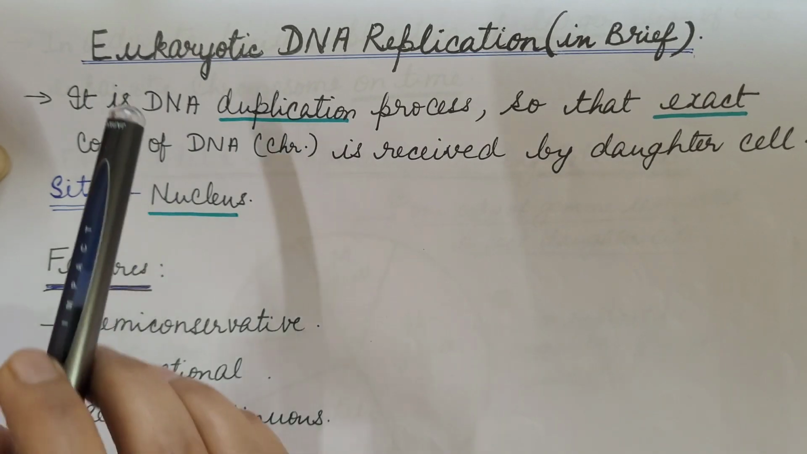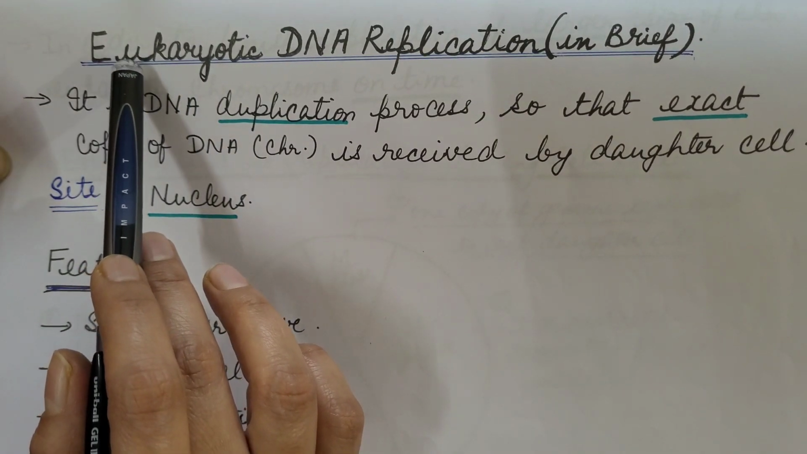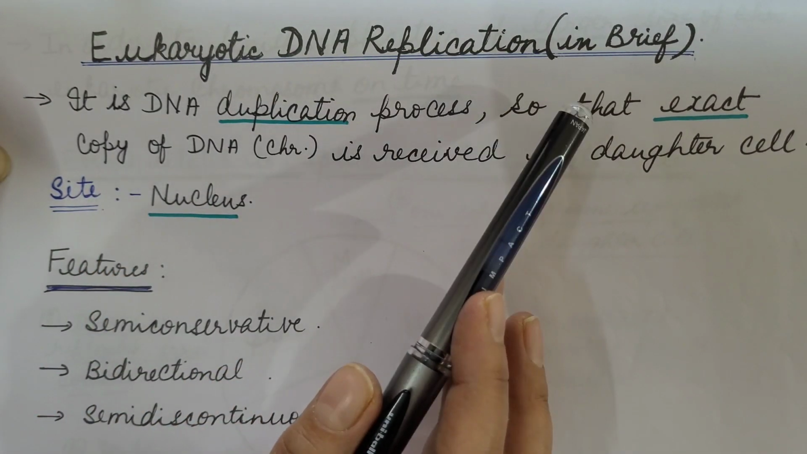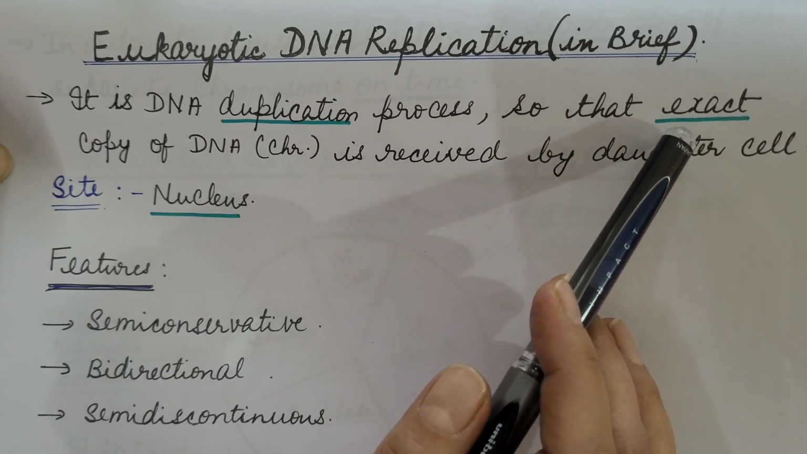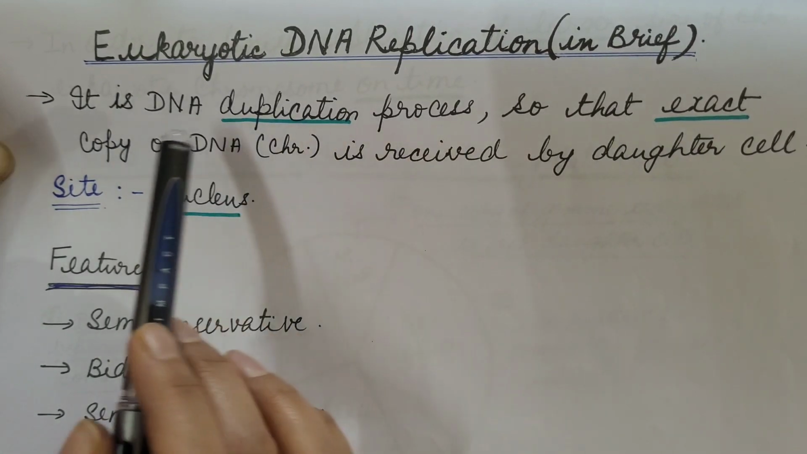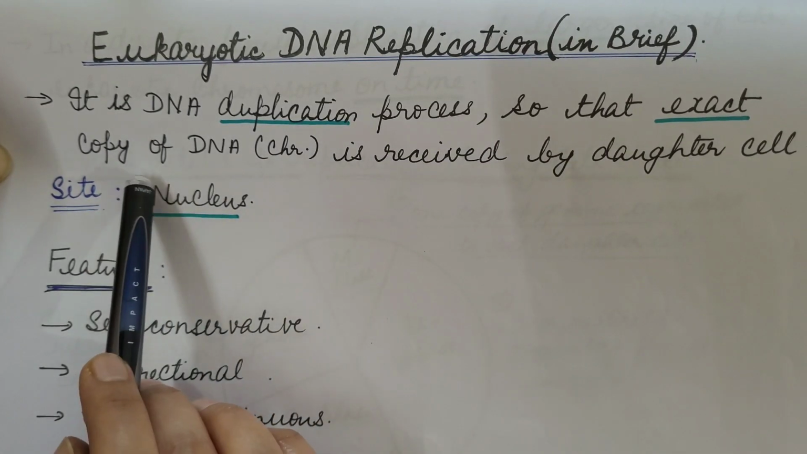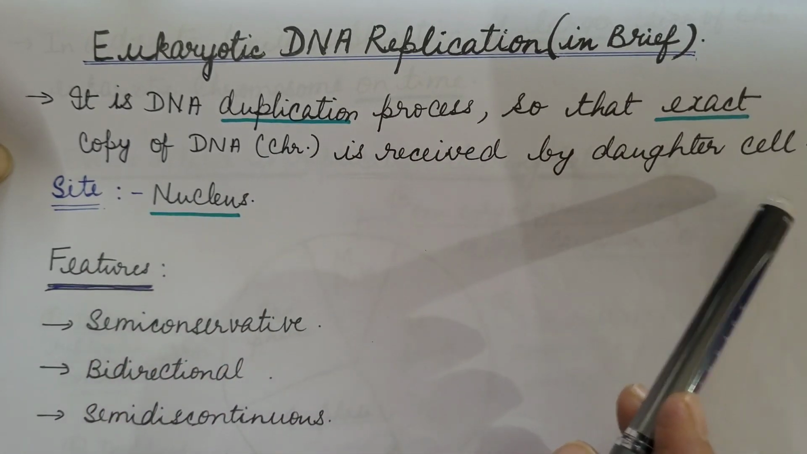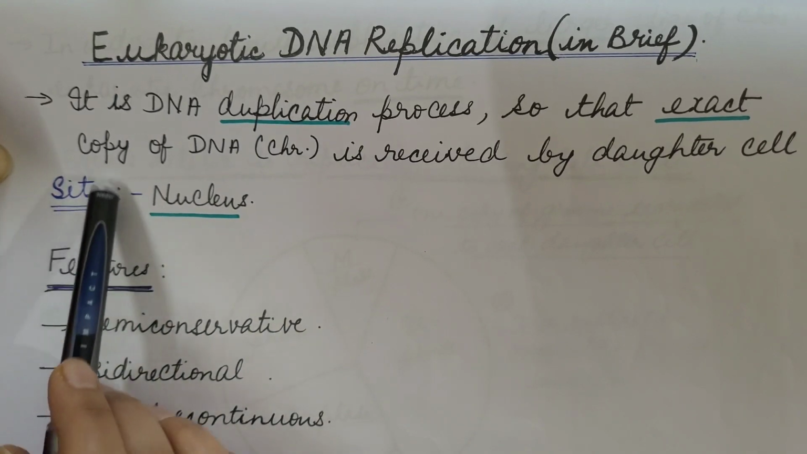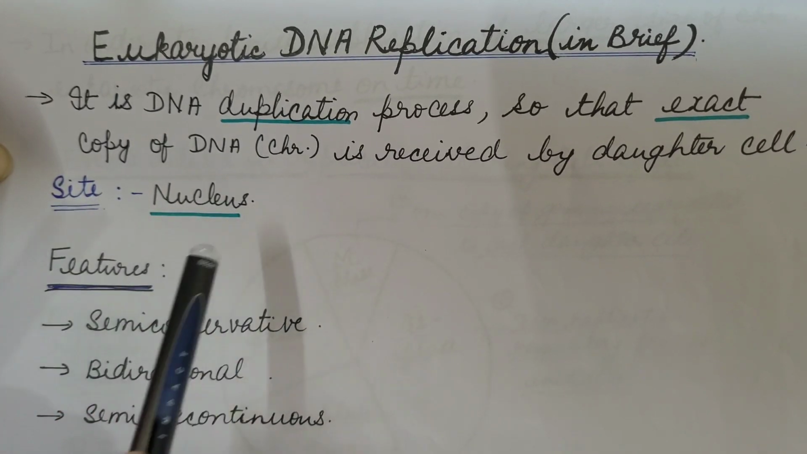Hello friends, in this video we are going to discuss eukaryotic DNA replication in brief, or we will see the overview of eukaryotic DNA replication. It is the DNA duplication process so that an exact copy of DNA is received by the daughter cell. And the site of DNA replication is the nucleus.